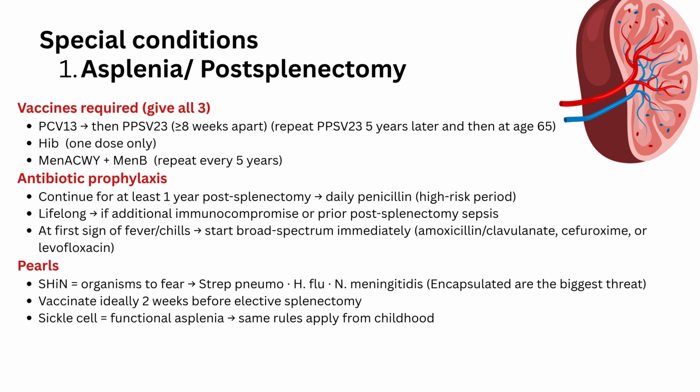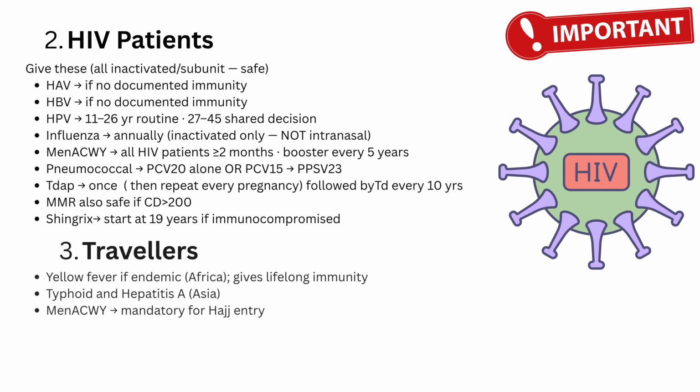If the splenectomy is planned electively, timing matters. Vaccines should be given at least 2 weeks before surgery so the immune system has time to respond properly. And finally, sickle cell disease should be treated the same way because it causes functional asplenia, so these same precautions apply from childhood. Now let's talk about a very high-yield group, HIV patients.